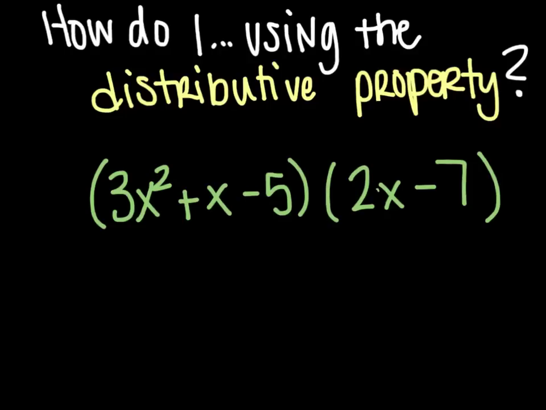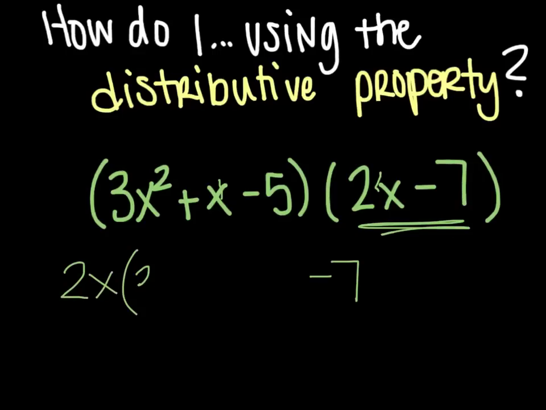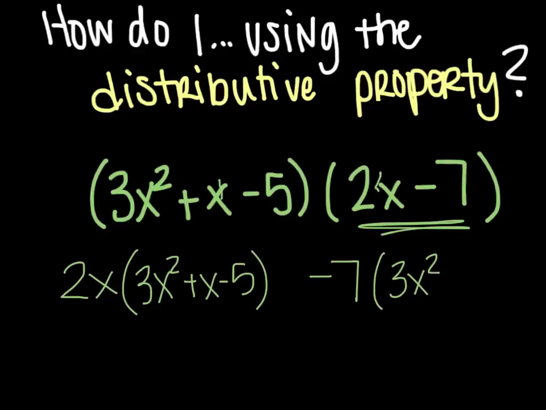So the first one up is the distributive property, which is what you're going to do is distribute, and you'll want to find that second term. So that's going to be 2x. And then -7, and you're going to distribute everything by the trinomial on both of those.